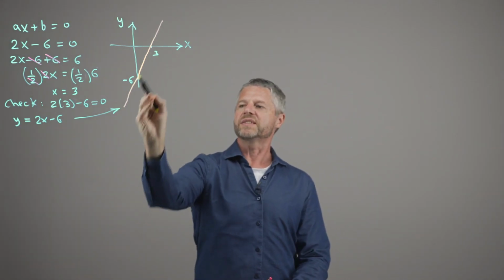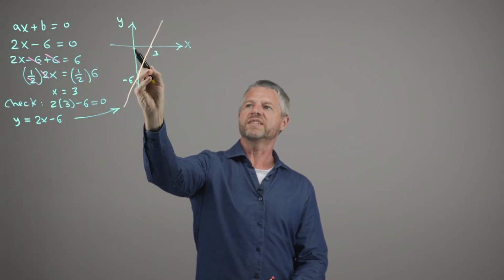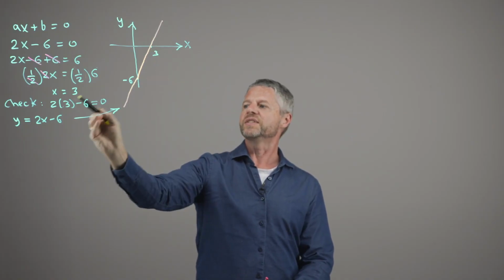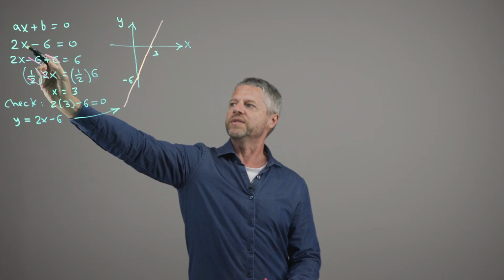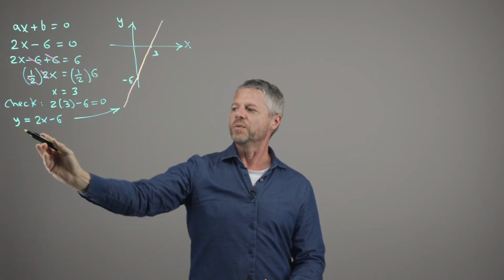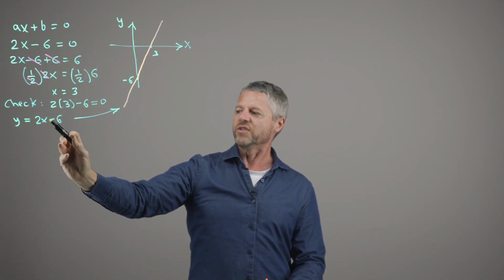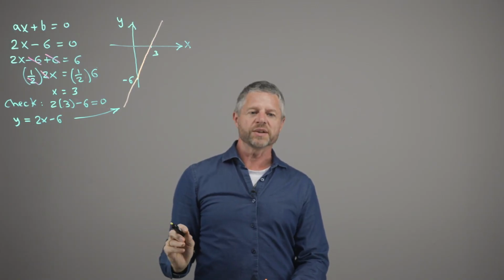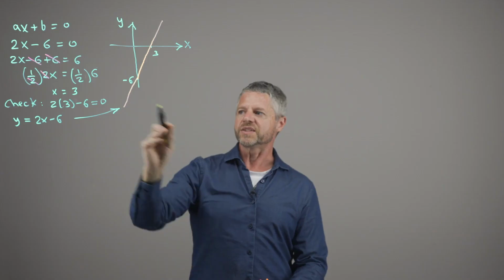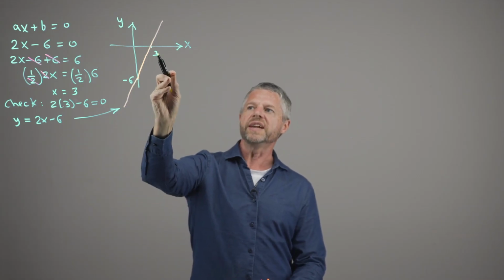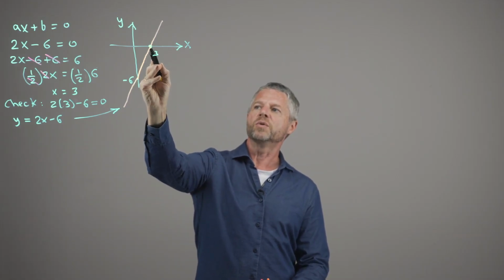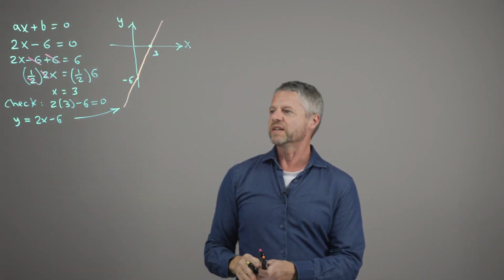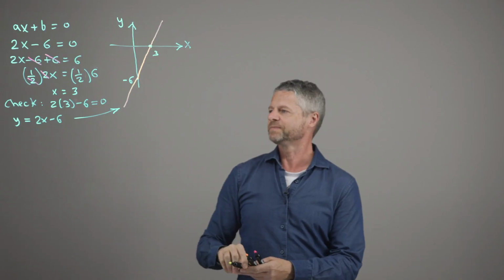And where this line crosses the x-axis, the horizontal axis, is the solution to the equation that we started with, 2x minus 6 equals 0. We're finding which value of x results in a value of y equals 0. And the answer is an x equals 3 results in a y of 0. So let's do a couple more examples.